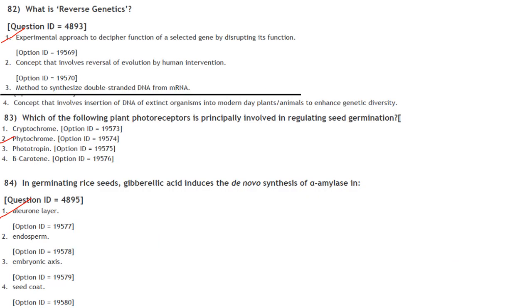Then what is reverse genetics? Reverse genetics induces mutations in a model organism to study their role in disease. So it is an experimental approach to decipher the function of a selected gene by disrupting its function. Answer is option 1 itself. Which of the following photoreceptors is principally involved in regulating seed germination? So it is phytochrome. Answer is option 2. The next one. In germinating rice seeds, gibberellic acid induces the de novo synthesis of alpha amylase in the aleurone layer. Answer is option 1.